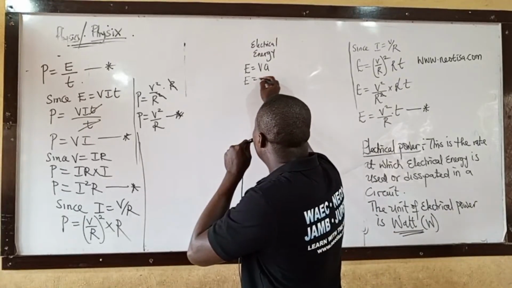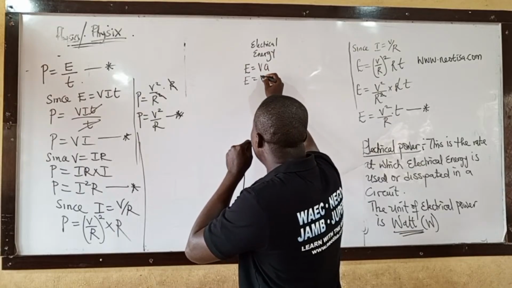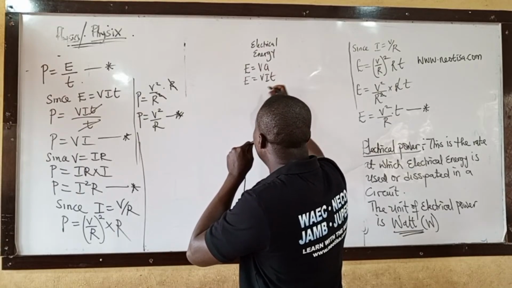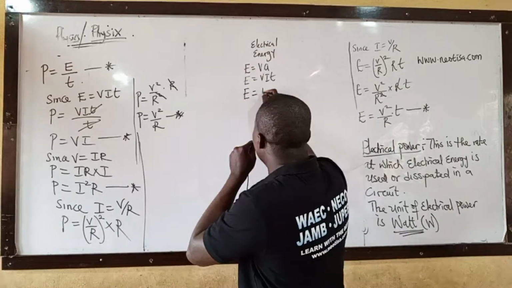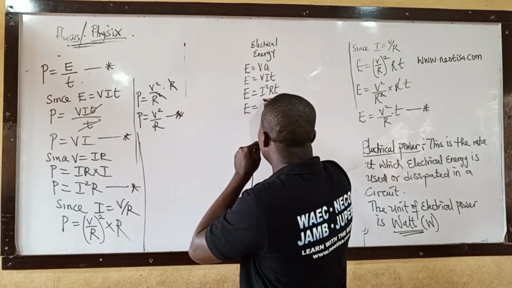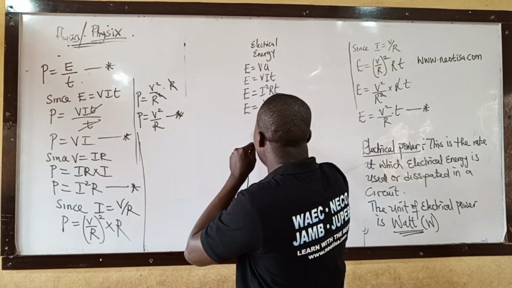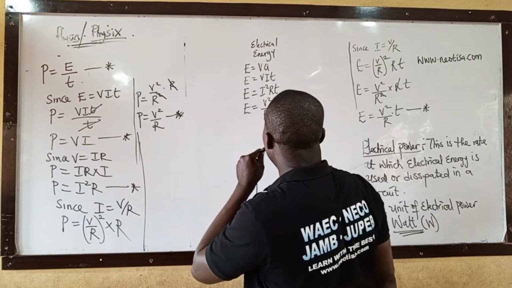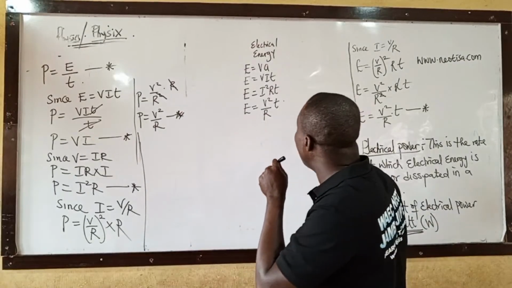E equal to VIT. I have E equal to I squared RT. I have E equal to V squared over R times T. I have it. That is electrical energy.